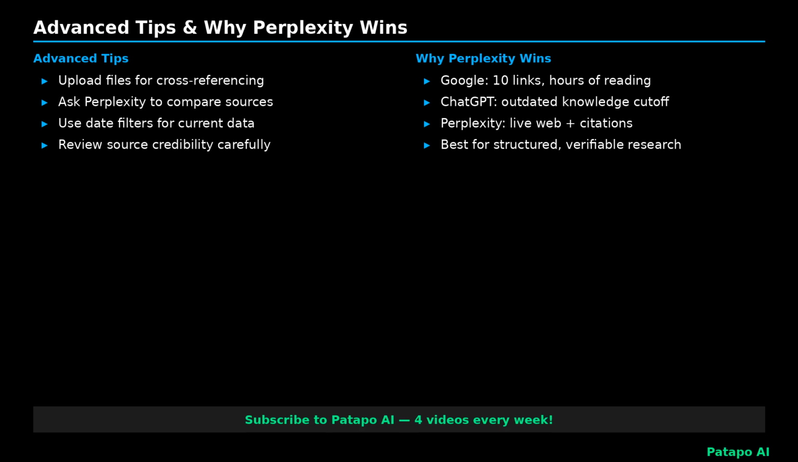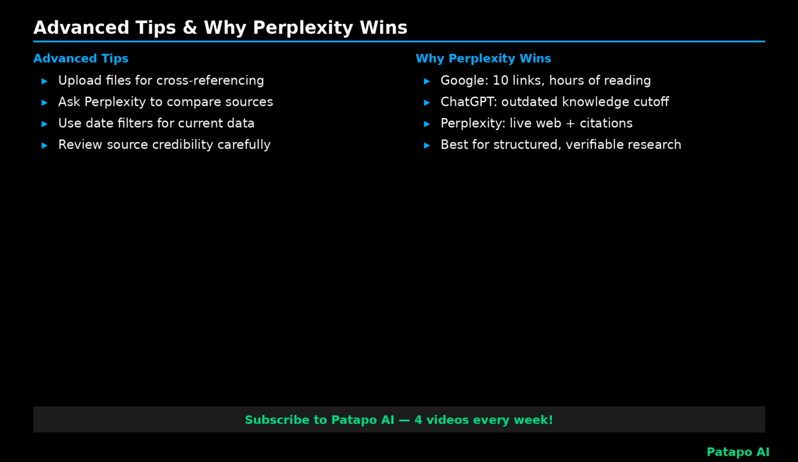Let us be clear about why Perplexity outperforms traditional search engines for research. When you Google something, you get 10 blue links and you have to click through each one. Read the content and mentally synthesize the information yourself. That process can take hours for a complex topic. Perplexity does that synthesis for you in seconds, and it cites every claim, so you can verify it.